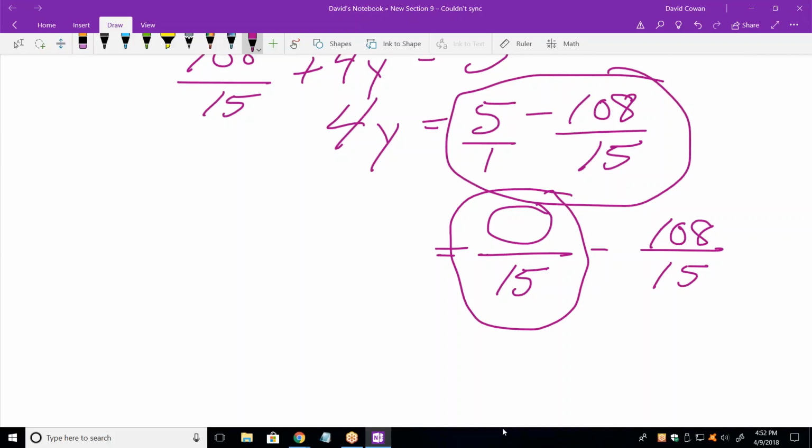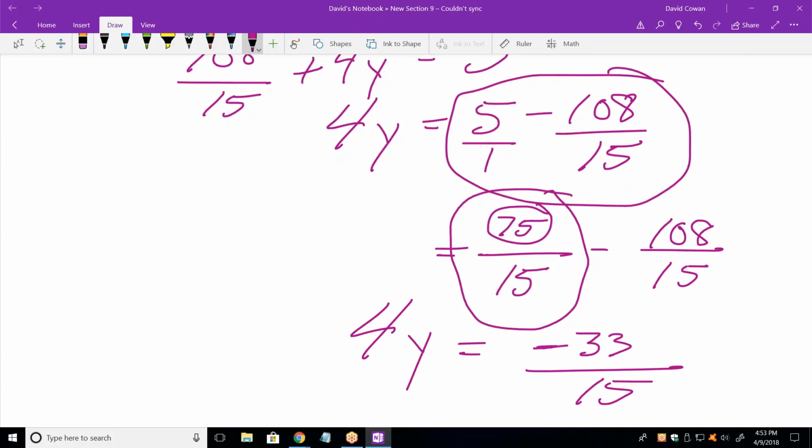This is why multiplication and division is so important. Calculators aren't going to help you here. You've just got to know that 5 times 15 is 75. So 75 divided by 15 is the same as the number 5. The advantage is that now I have the same denominators and I can operate on the numerators. Well, 75 minus 108 is negative 33. The common denominator stays the same. That's all equal to 4y.